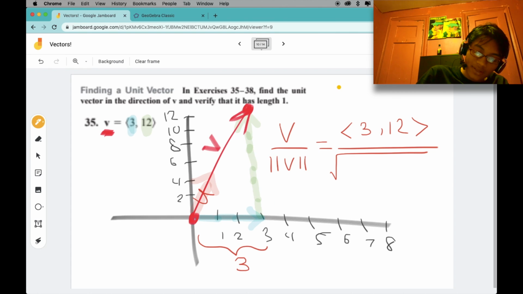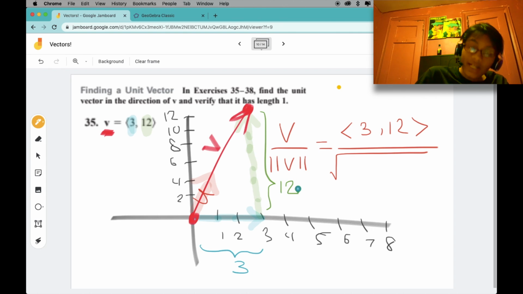You know what? I'm actually going to color code this. So check it out. I'm going 3 in the x direction and I'm going 12 in the y direction. So what's going to end up happening? Pythagorean theorem tells me the size of my vector is going to be 3 squared plus 12 squared, ladies and gentlemen, plus 12 squared. So let's go ahead and figure out what that is.